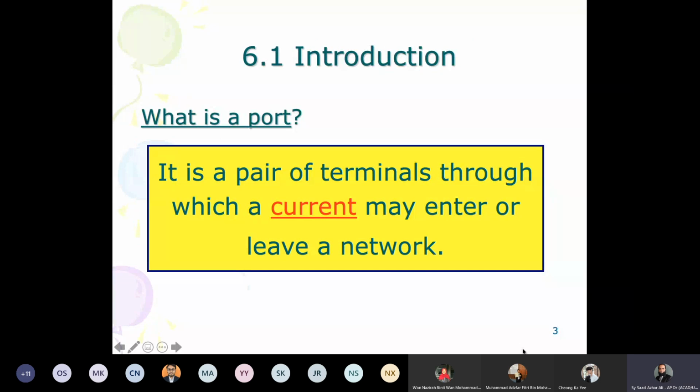Right. So what is a port? We have been working with different courses, and a port is somewhere where we do the transaction of something. Like the sea port, we bring something in, we send something out. For circuits, it is a pair of terminals through which a current may enter or leave a network. So it's a pair of terminals. It's not just one, but a pair of terminals.